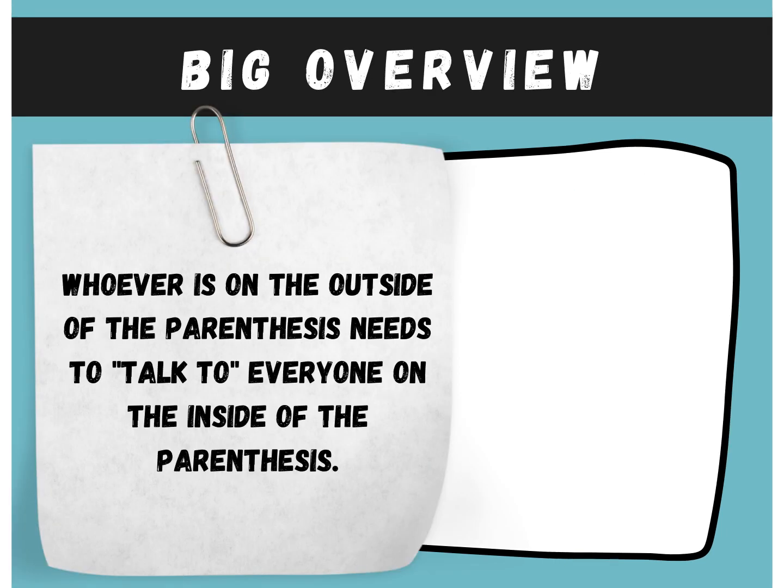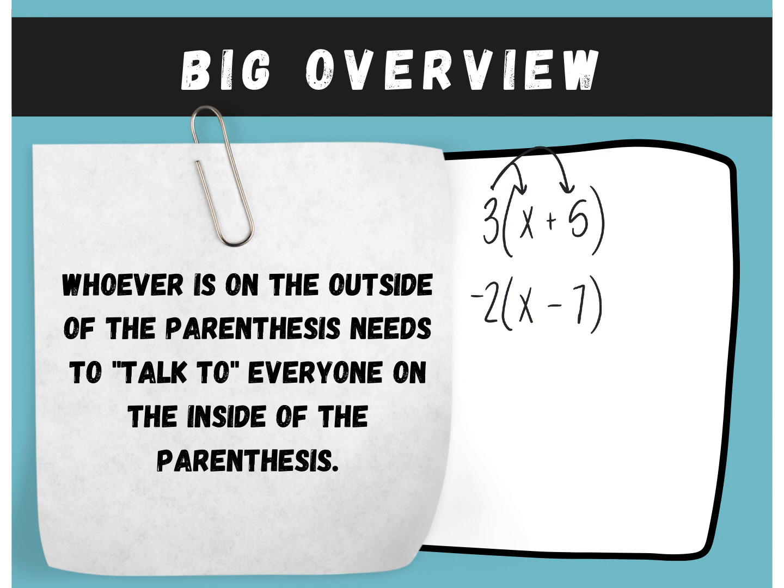This video should have given you a quick rundown on using the distributive property. The basic idea is that if there's a number outside of parentheses, that number needs to talk to or needs to be multiplied by everything inside the parentheses, and that's distributing. It doesn't matter if the number outside is negative. It doesn't matter if the operation inside is subtraction. What matters is that you take this number and multiply it by everything in the parentheses.